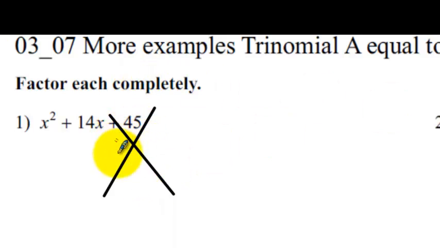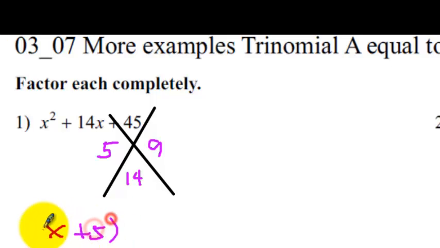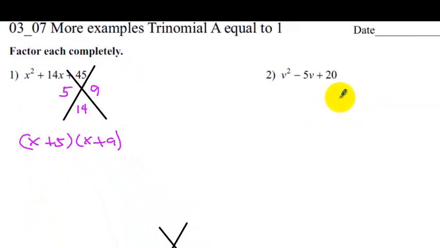Let's try 1 and 45. 1 times 45 is 45, but when you add, you'll get 46. So we need to get another combination. Let's try 5 times 9, it's 45, and the sum is equal to 14. So this will be the combination that we need. The answer will be x plus 5, x plus 9.